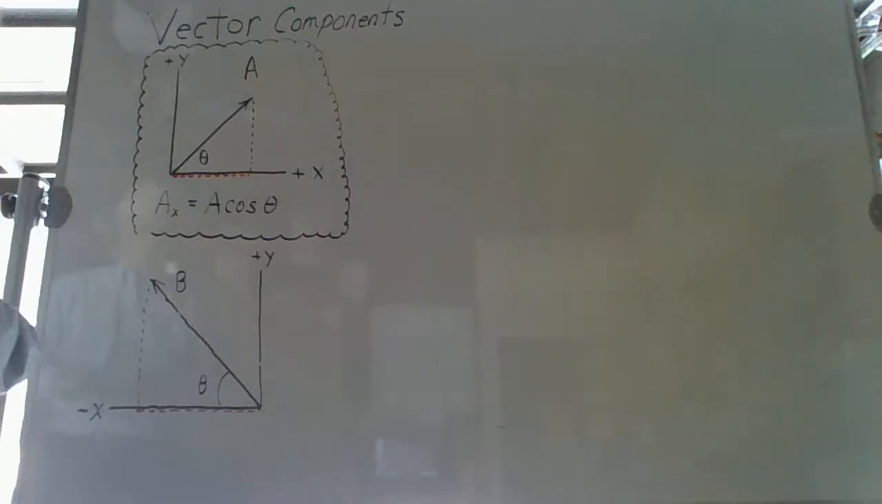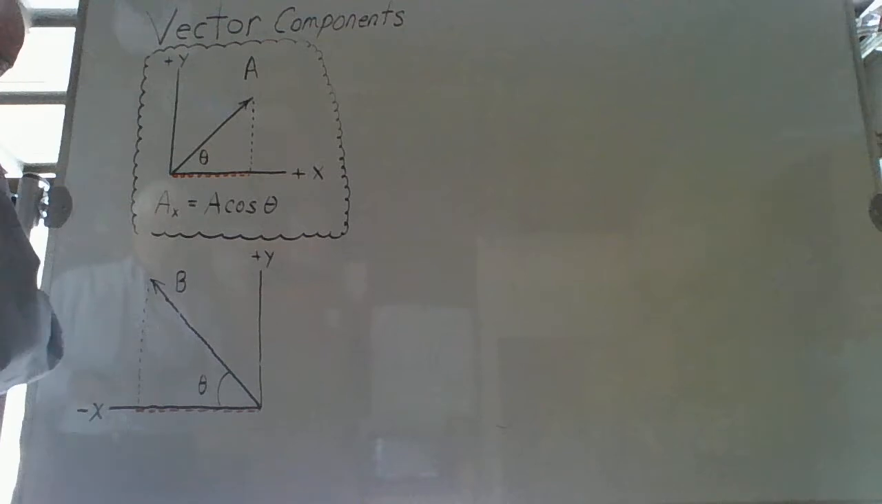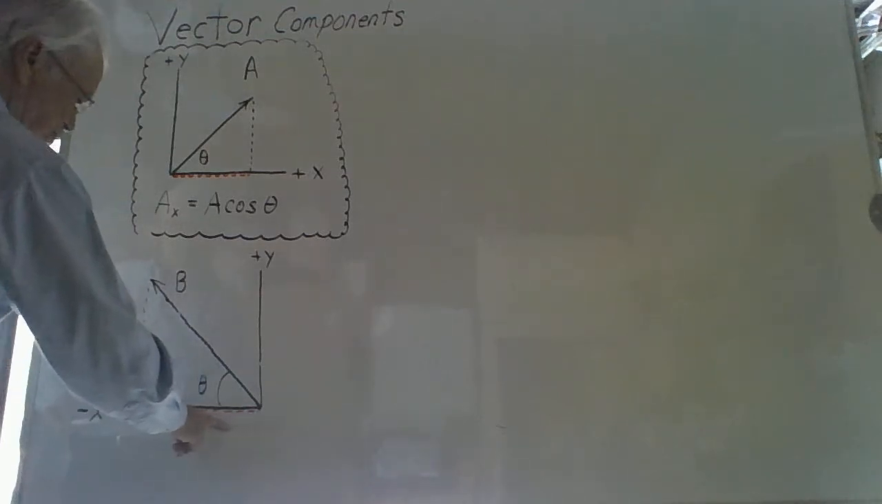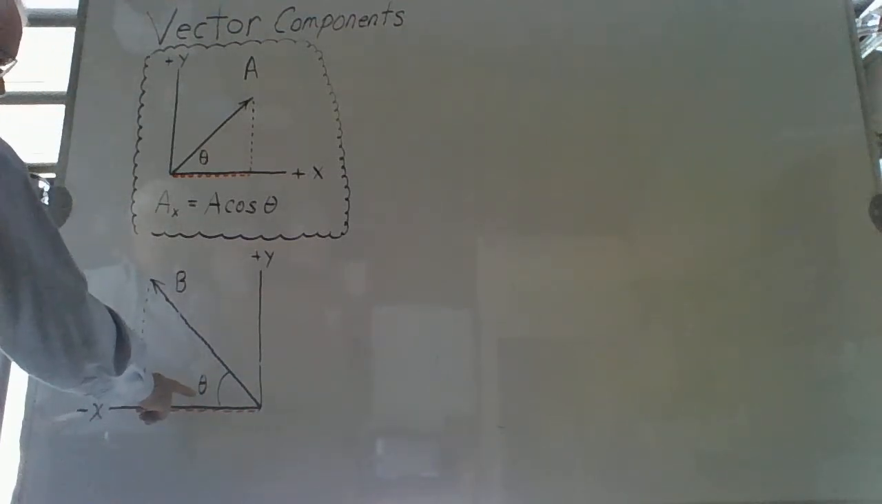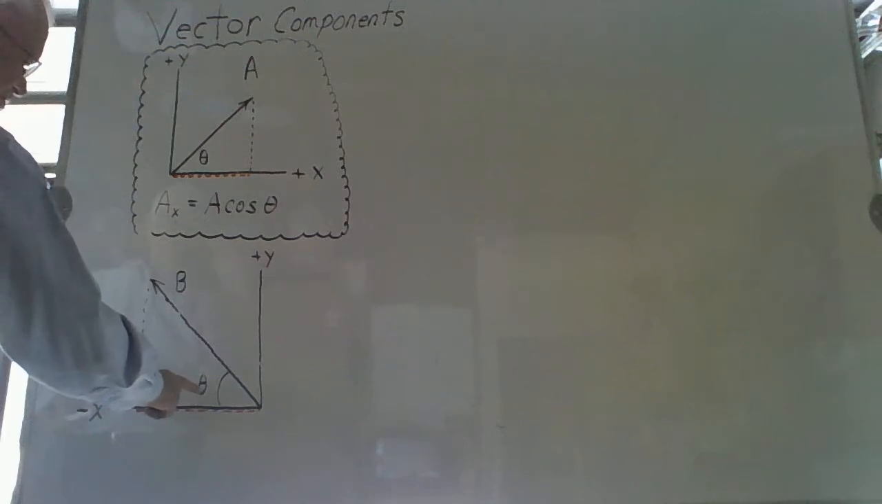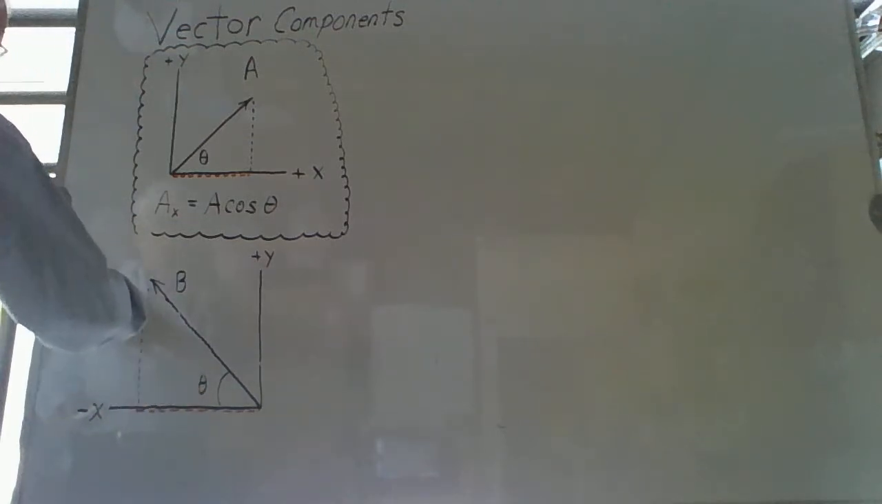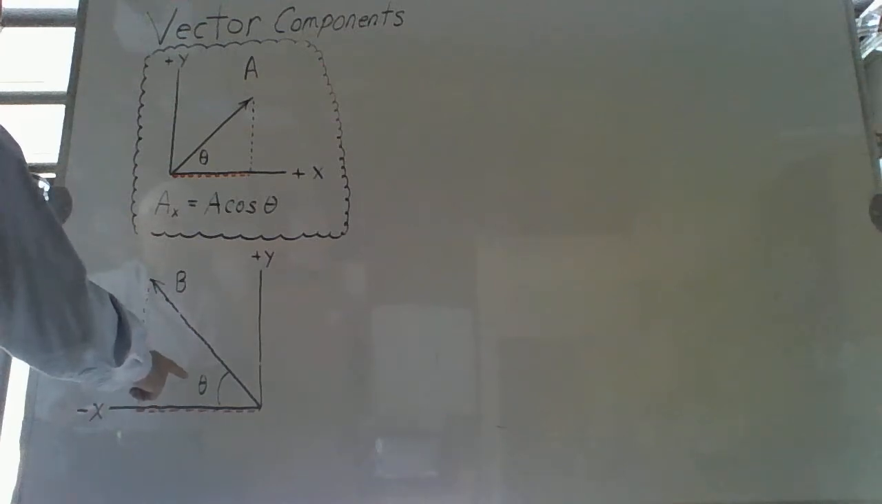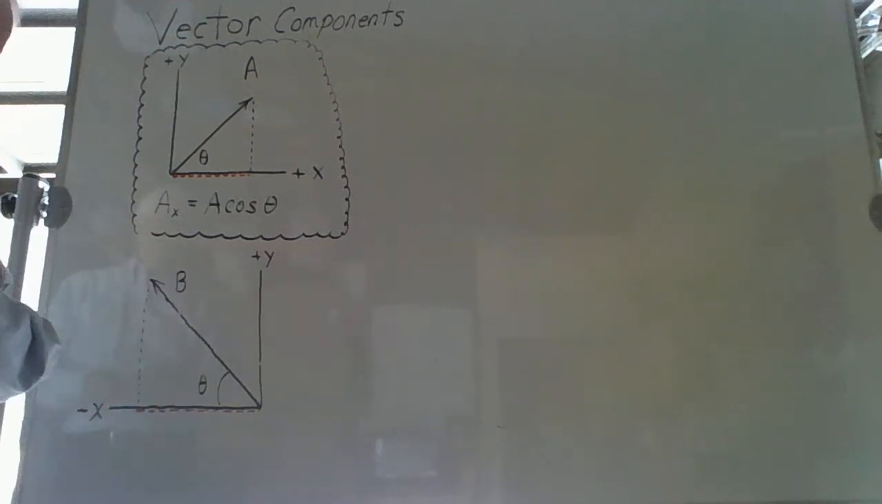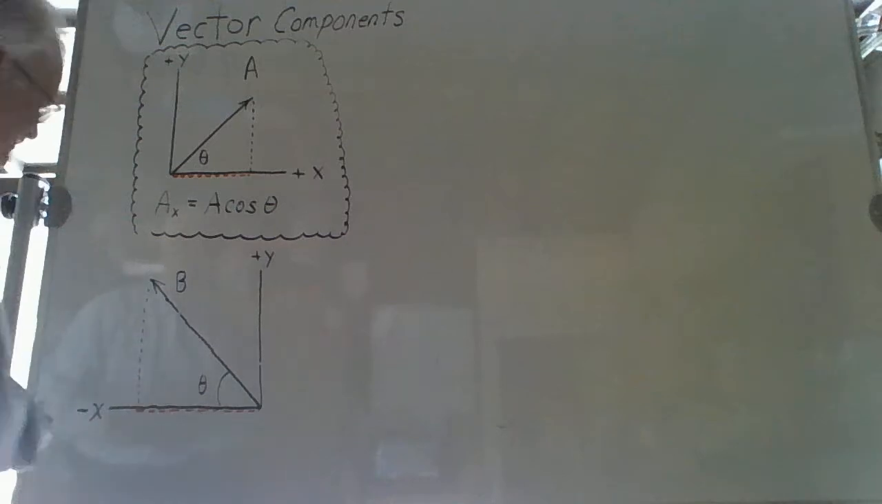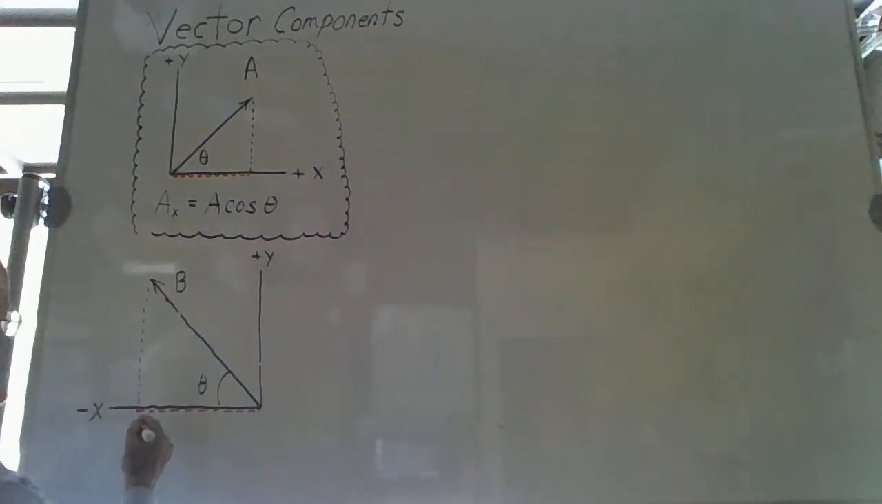And so, using SOHCAHTOA, we see once again that the base width is the side of the right triangle adjacent to the angle theta, as opposed to being opposite. And so once again, it's a cosine term that's operational. And we have the following expression for the x component of B.